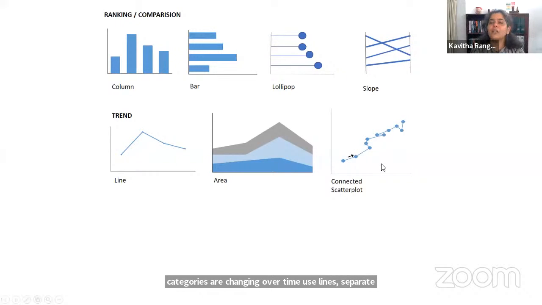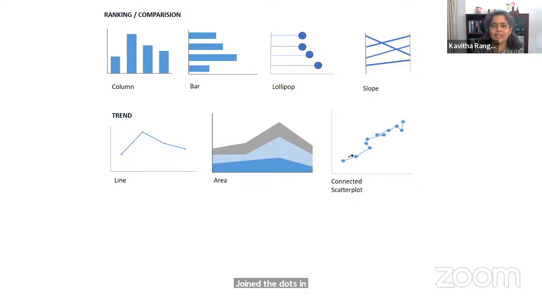You could also think of using a connected scatter plot. So a connected scatter plot is slightly different. It's a build-up of a traditional scatter plot where you have an X and Y on both axes. And the dots, of course, represent individual data points. But you also join the dots in chronological order so that you can see the passage of time as well. So that gives you an additional time element in your scatter plot.